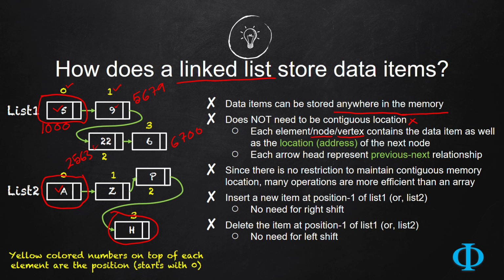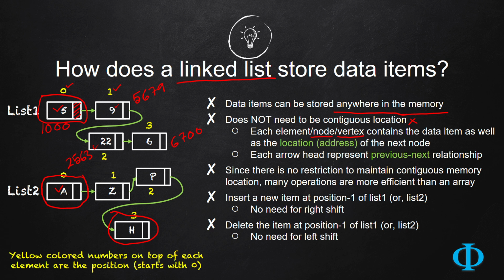Then there is a second part, which is this one, which contains the memory address or the memory location of the second element, or the next element, next node, or next vertex. So that's an additional part which was not there in an array, but it is there in a linked list.